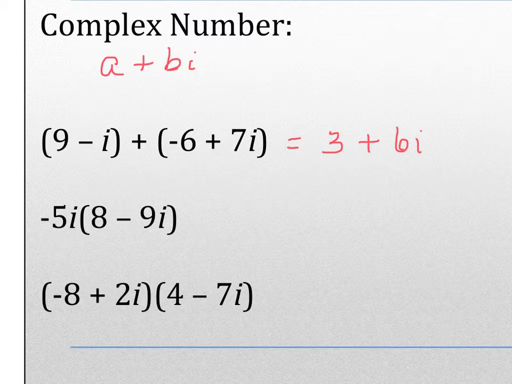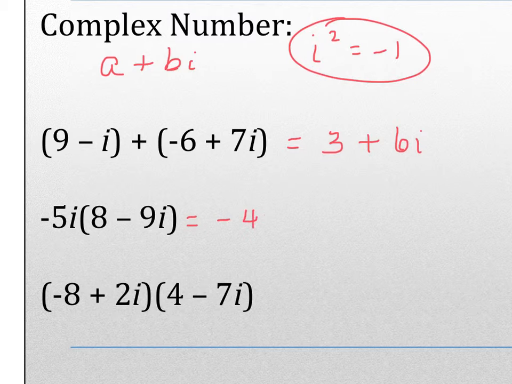But if we have an i squared, what we want to do is replace that with a negative 1. It's very important that we do this. So let's multiply. So negative 40i plus 45i squared. i squared is negative 1, so that changes the sign right here. And we generally want to write the real part of it first. And so that's what we're going to do.